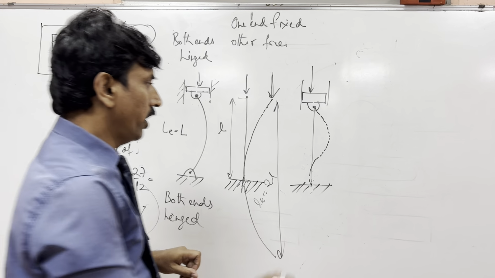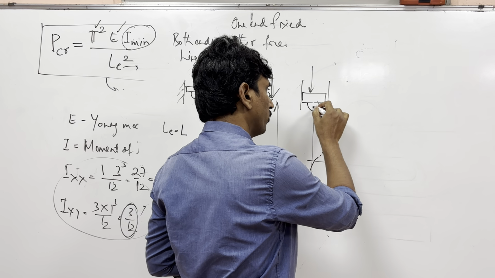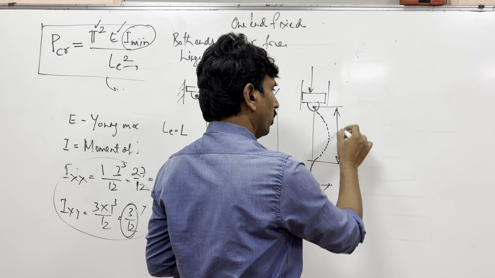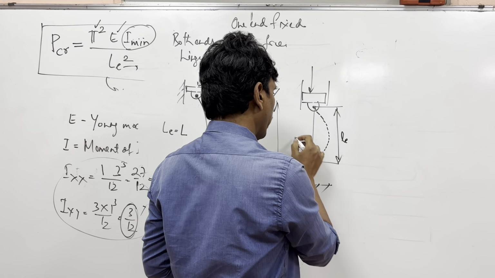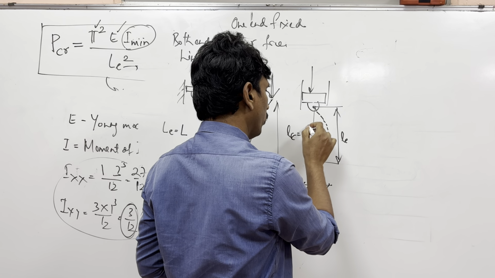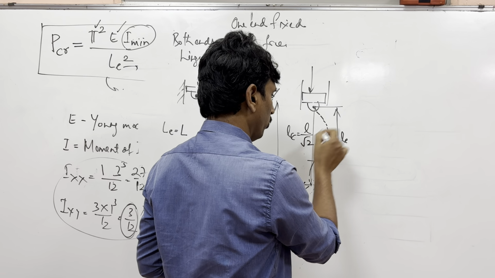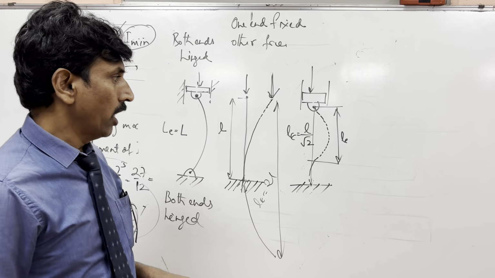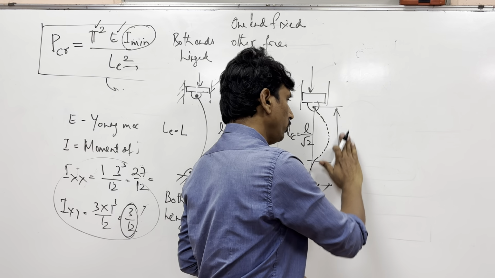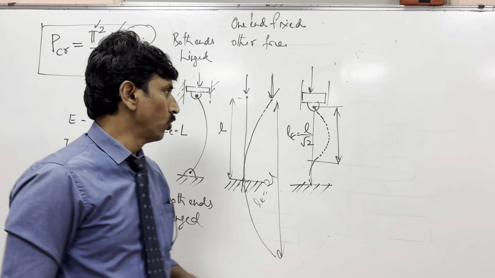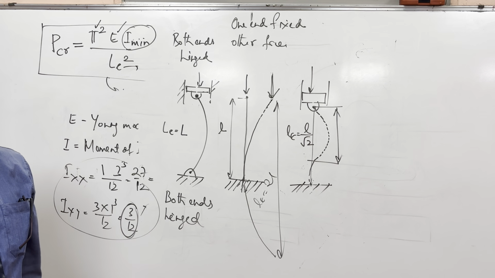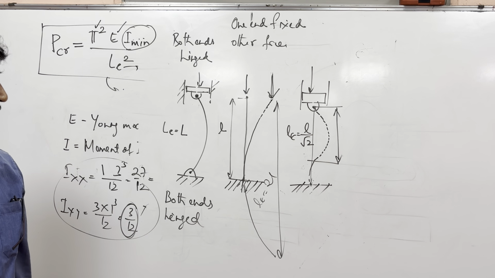Okay. The effective length here, LE, is actually equal to L by root 2. It is not L by 2, it is L by root 2. LE is L by root 2. Can you imagine any other case?